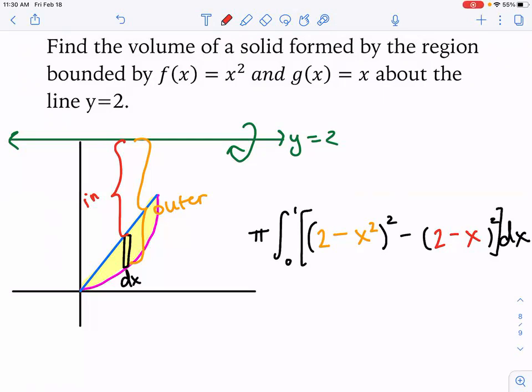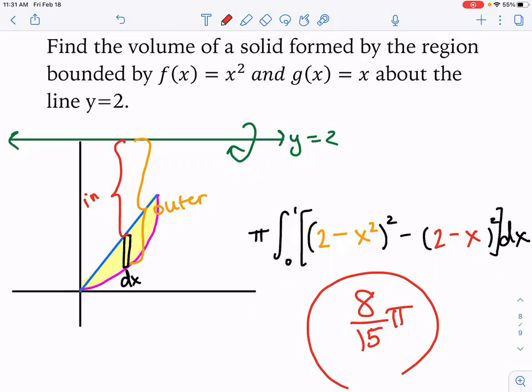What did you get? 8/15. So 8/15, and then we multiply by pi. You didn't get it, or... No, that's what I wrote down. Because it's what you got? Yeah. Or it's because it's what Isaac got? No, it's what I got exactly. Good work.